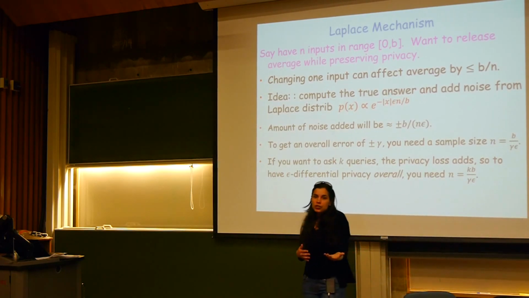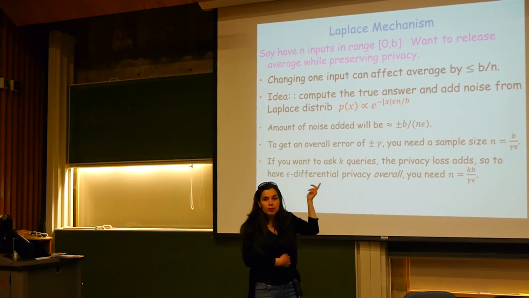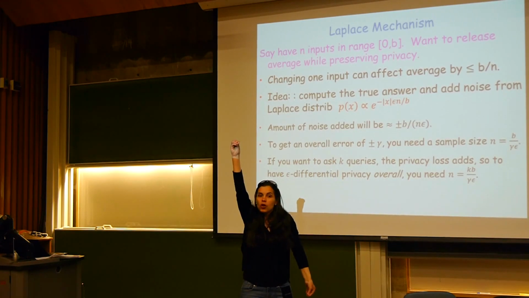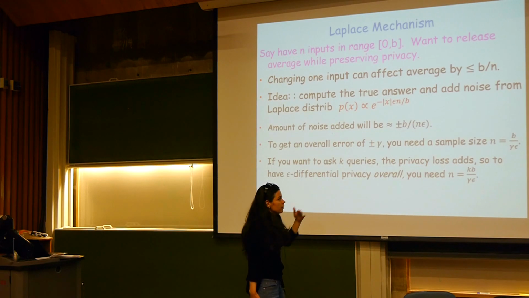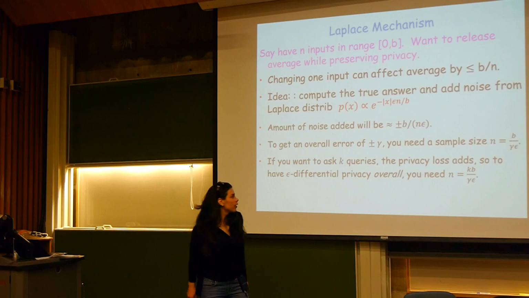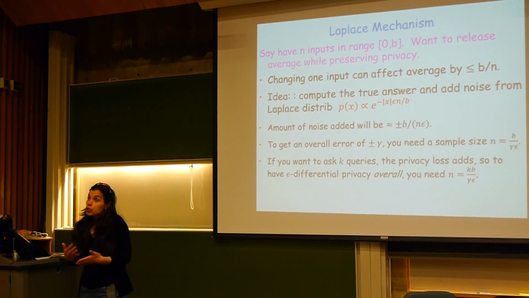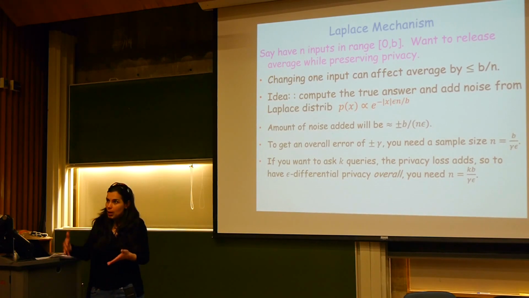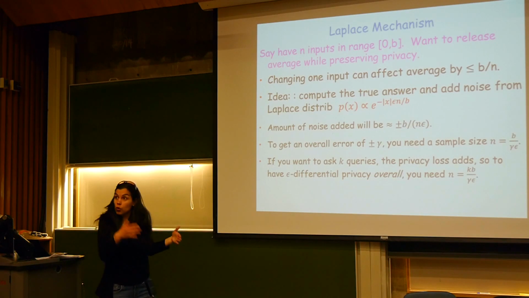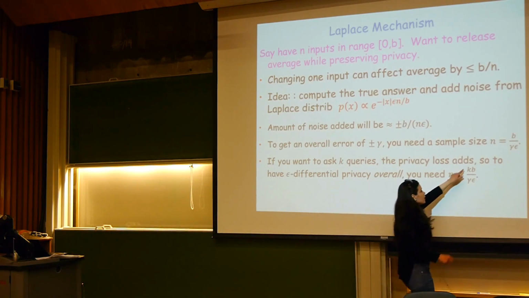If we go through the computation, we can argue that in this specific case we're going to need B over gamma times epsilon samples, where B is the range of the query, epsilon is the differential privacy parameter, and gamma is the desired utility. This is for one query. It turns out that differential privacy has some composability properties. If I then want to ask k queries, then the number of examples I'll need increases by a factor of k.